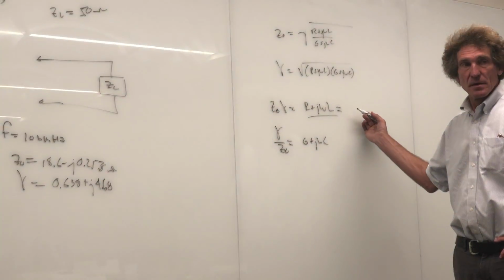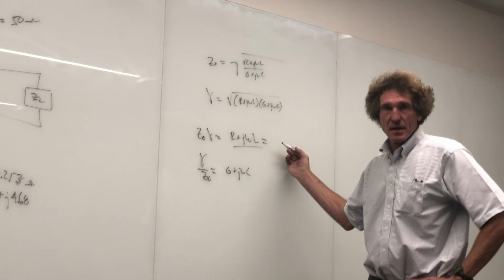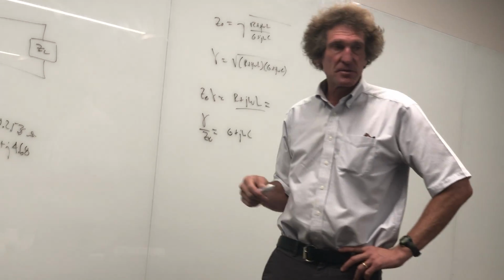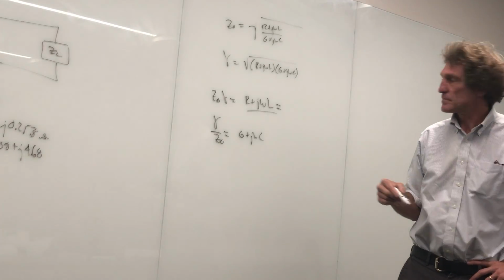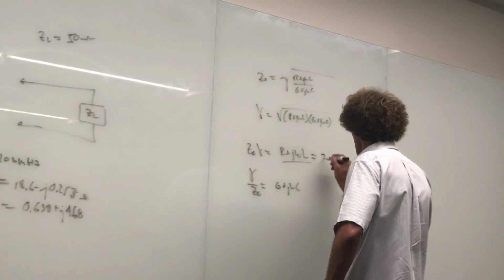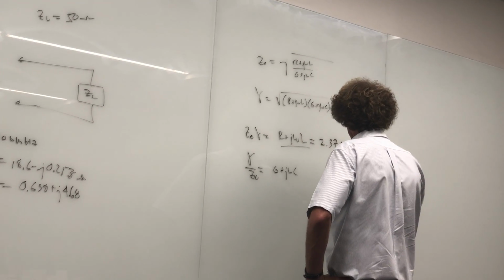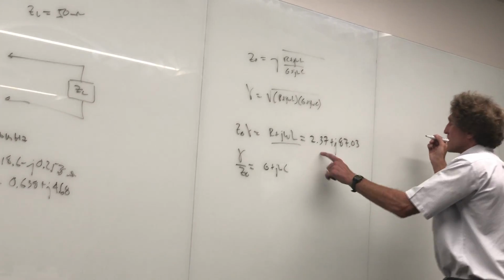Go ahead and just multiply it out. I just need these, because you can enter these values into your calculators and just recall them and multiply or divide. It should be 2.37 plus 87.03j. Yep. All right, now that means we have R.